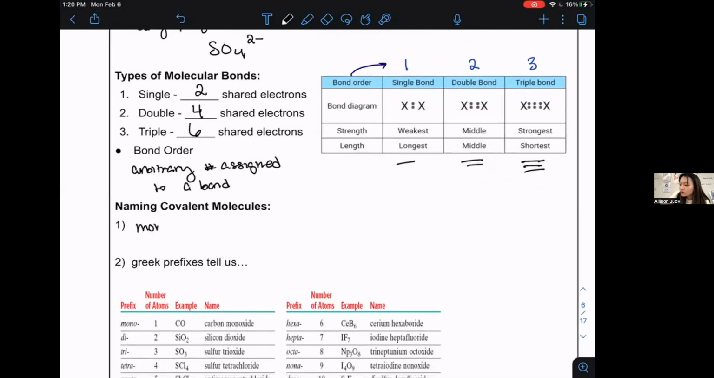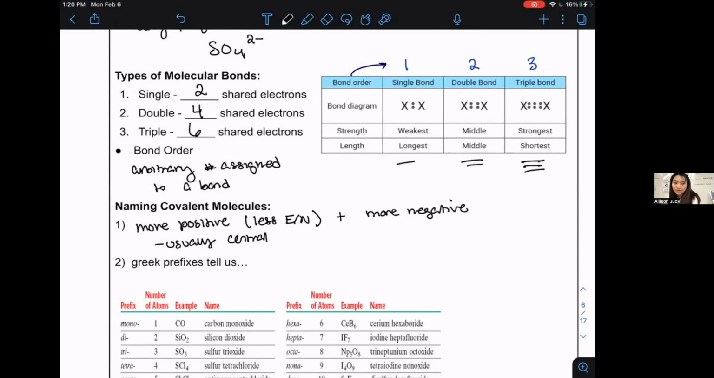When we name, we do a similar thing. We always put the more positive first, but here we don't have a true positive. So what we say is we put the less electronegative atom first. Okay, and it's usually the central atom. This is usually what we call the central atom when we're looking at the structure of it. Then we add on the more negative. Again, not a true negative, because a true negative would have to have a full electron transfer, but it would be the more electronegative. These are what we usually call the terminal atoms, the atoms on the outside edges. And then of course we add the "ide."